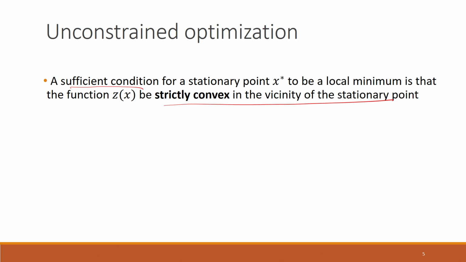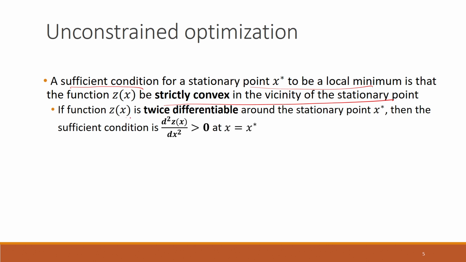This is trying to ensure more than enough for a stationary point x star to be a local minimum. If the function z(x) is twice differentiable around the stationary point x star, then the sufficient condition is that the second derivative of z with respect to x is positive at x equal to x star. This simplifies our life, because if we are able to argue that at x equal to x star the second derivative is positive, then we can be sure that this stationary point is in fact a local minimum. This is a condition required to ensure that this point x star will also be a global minimum.